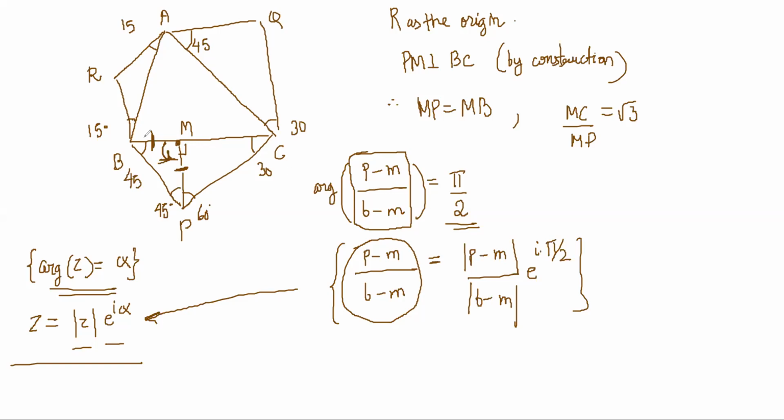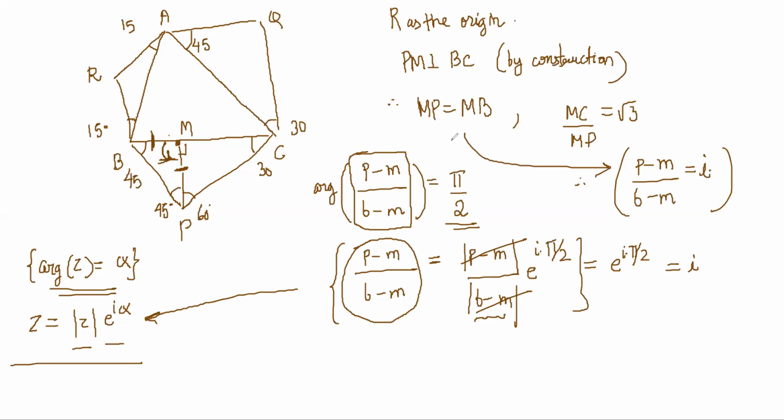But in this case, BM and PM were same, no? Identical, right? BM and PM were same sides, right? So BM is this distance and PM is this distance, so they cancel out. So it becomes just e power I pi by 2, which is just I, right? So you basically know one relation, P minus M by B minus M is equal to I. This is one relation from here, right? And these two facts are coming together to give you this, right?